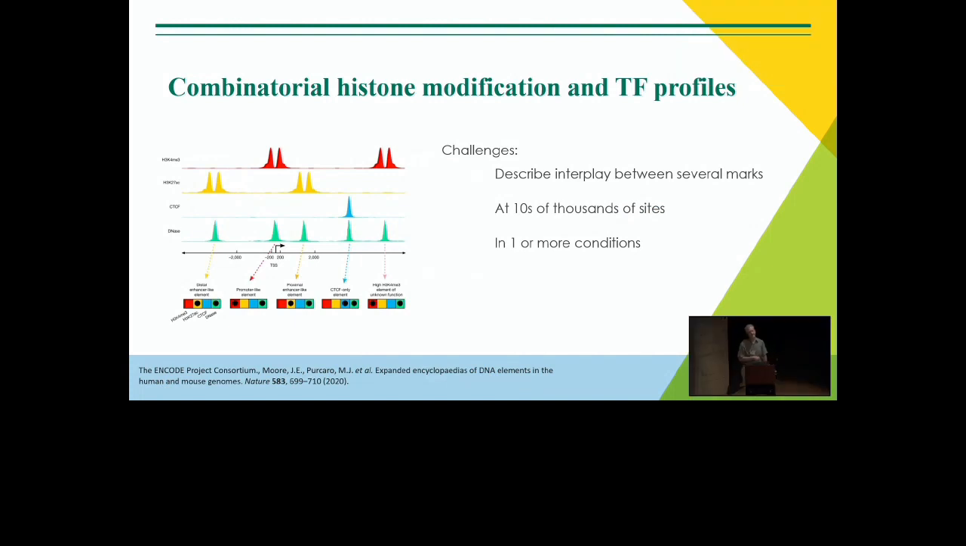But it's very rare that you would want to look at just a single histone modification, just a single target in a ChIP-seq experiment. You're going to be looking at several at the same time, and you're going to need to be able to reason about these.